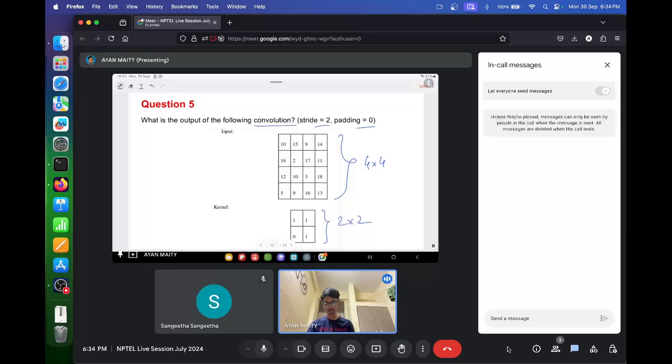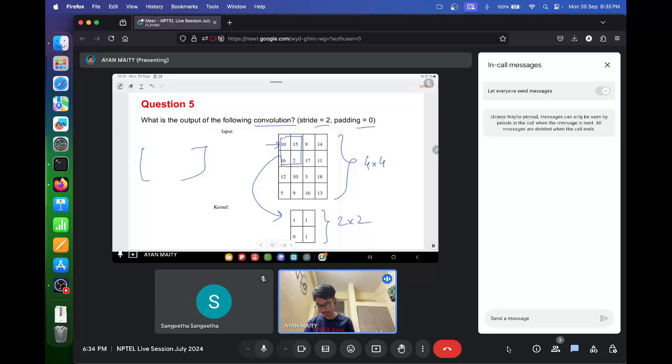So similar to the convolution operation that we did in one of the previous questions. So the kernel is of size 2 by 2. So first we have to consider the first 2 by 2 submatrix of the input matrix. So this is the first 2 by 2 submatrix, and we have to do pointwise multiplication with the kernel and take the sum to get the first element in the output matrix.